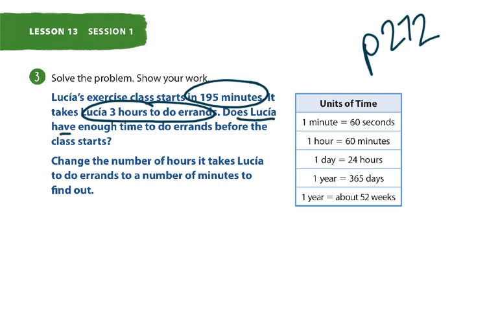Does Lucia have enough time to do errands before her class starts? Change the number of hours it takes Lucia to do errands to the number of minutes. So I have to find the smallest unit. Is hours or minutes the smallest unit? Minutes. So I'm going to write this as the smallest. That's what I'm converting to. An hour is 60.